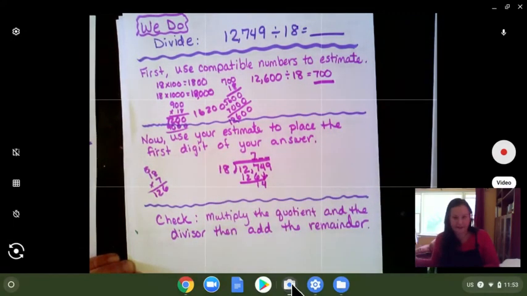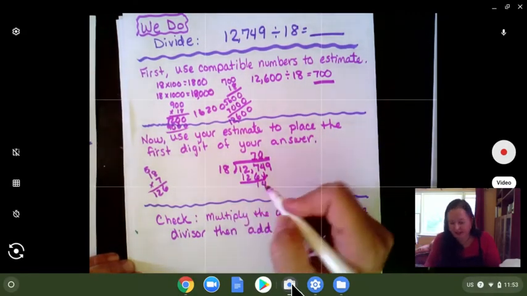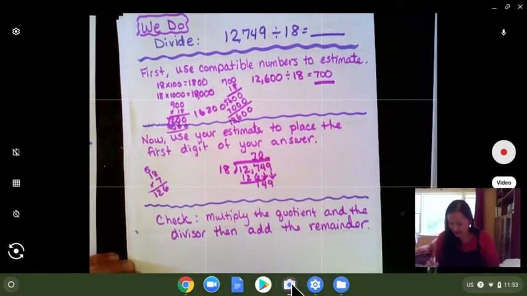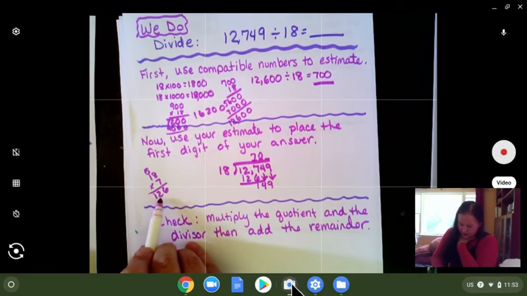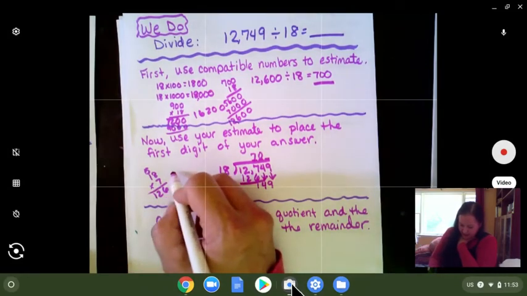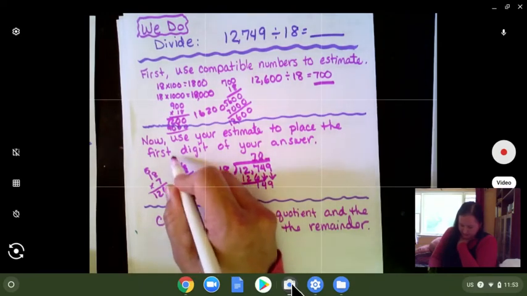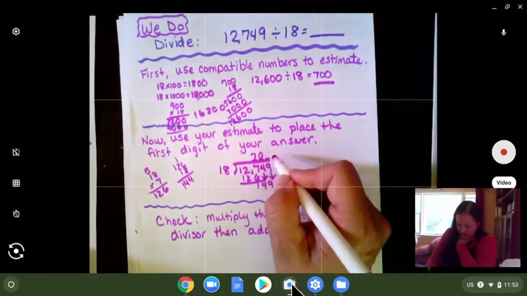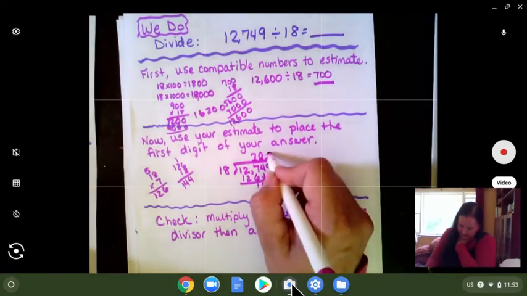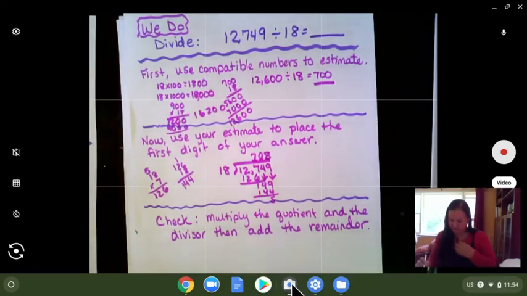Does 18 fit into 14? Nope. So 0 will go above the 4. And then we're going to go ahead and bring down the next number, the 9. We need to know how many 18s go into 149. So I'm going to try some. I know here we have 18 times 7 is 126. I'm going to try another 18. So let's do 126 plus another 18. 144. So I'm really close. I'm going to go ahead and use that 8. 8 times 18 is 144 with a remainder of 5.